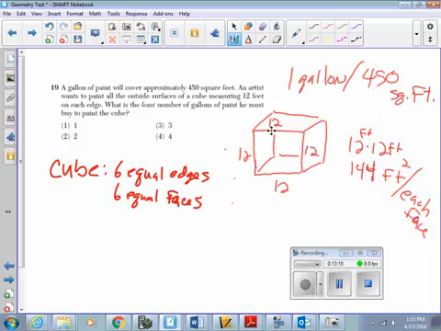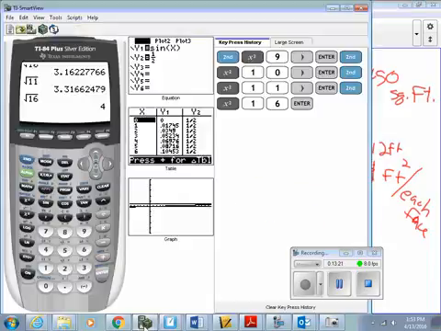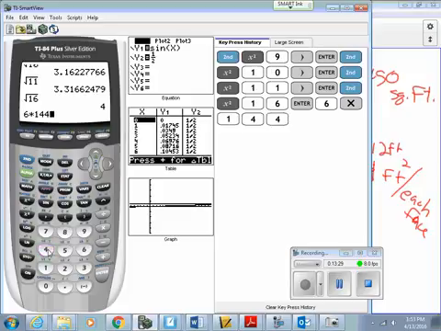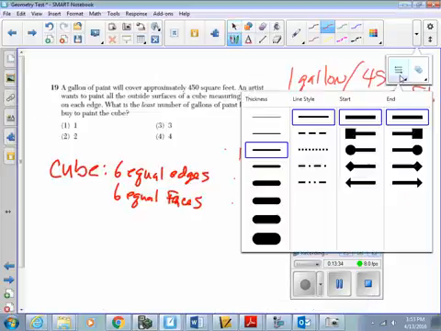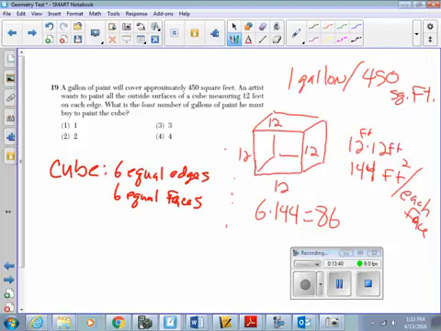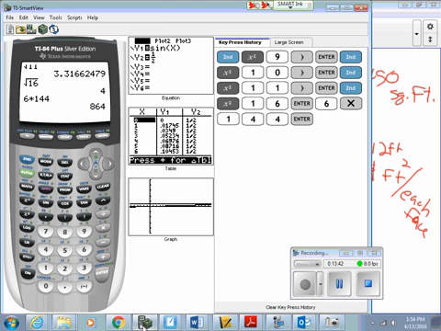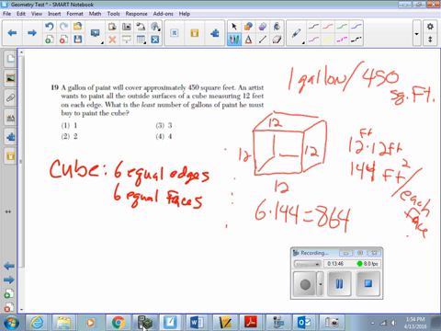All right, if it has 6 faces, we're going to have to do 6 times 144. So 6 times 144 is equal to 864. Okay, so that's square feet.